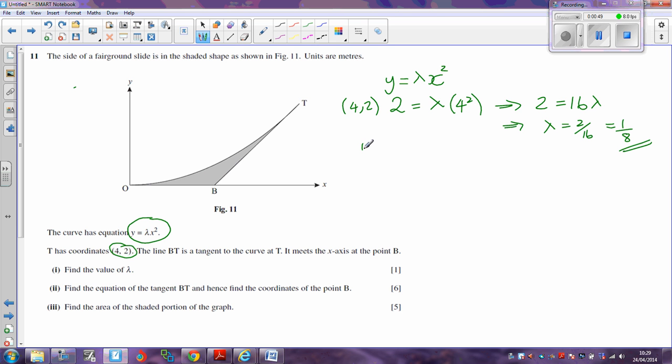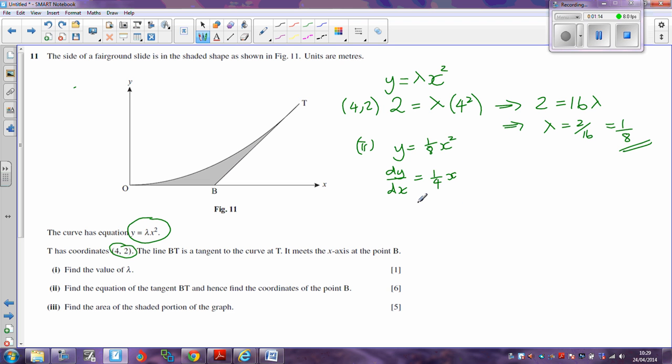Okay, our next job is to find the equation of this tangent BT. And to find the equation of the tangent, we need to know the gradient of the curve. And we now know that the equation of the curve is y equals 1/8 x squared, because lambda is an eighth. So to find the gradient of the curve, we need dy by dx. So dy by dx is going to be 2 times 1/8, well, that's a quarter x. Power goes down by 1.